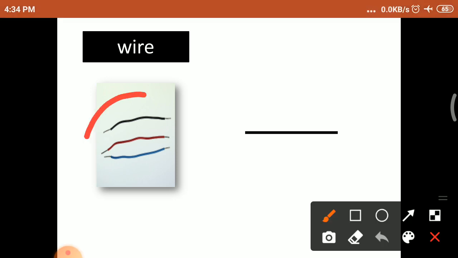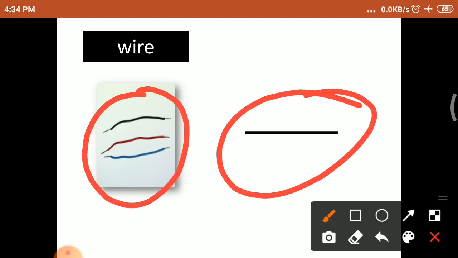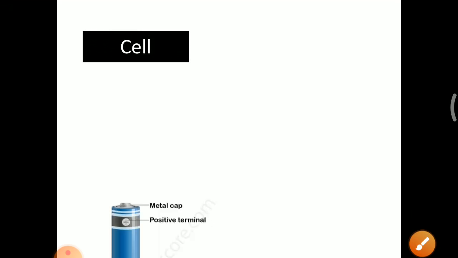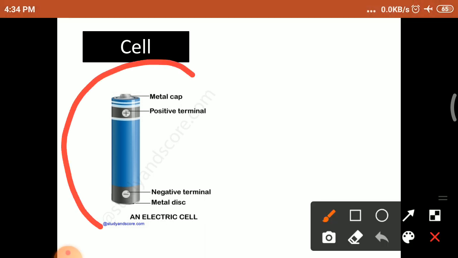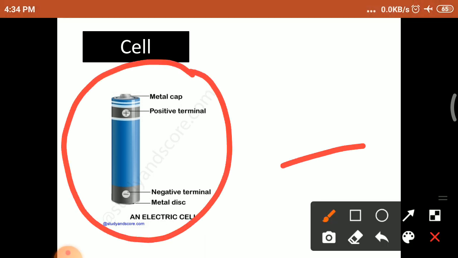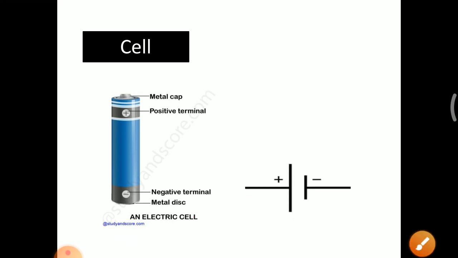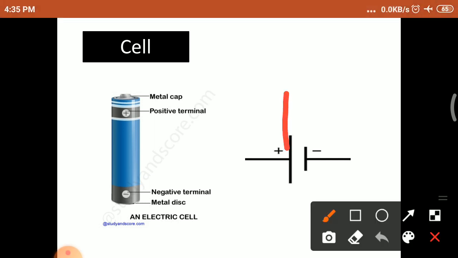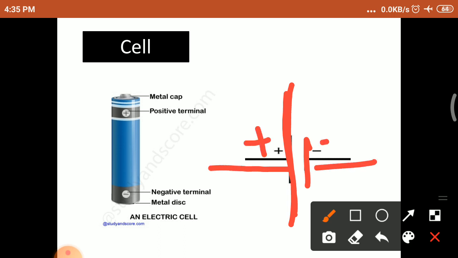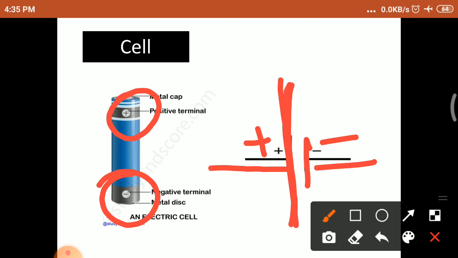Wire. This is a component of wire. This is a symbol of wire. Cell. This is a component of a cell. This is a symbol of electric cell. It has a long terminal. The long terminal is positive. The short terminal is negative. So you have to draw positive and negative. See, this is a positive terminal and negative terminal. This cell is represented by a long line and a short line.